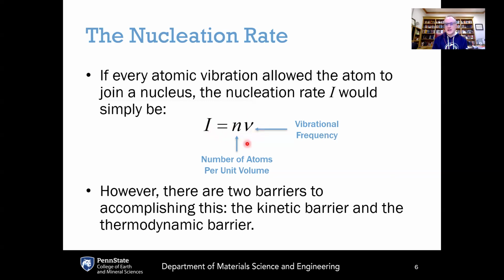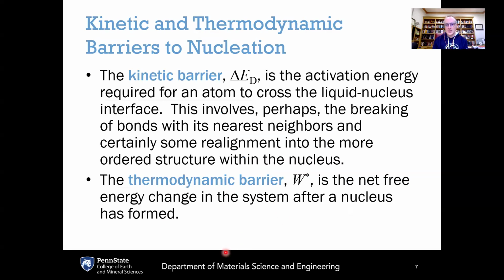However, this is simply an ideal upper limit because in reality, there are two barriers that have to be overcome in order for successful nucleation to occur. And those are called the kinetic barrier and the thermodynamic barrier. The kinetic barrier, which is here denoted as delta E sub D, is the activation energy that's required for an atom to cross the interface between the liquid and the nucleus. This may involve breaking of bonds with its nearest neighbors and certainly some realignment of the structure into a more ordered structure with that of the nucleus.